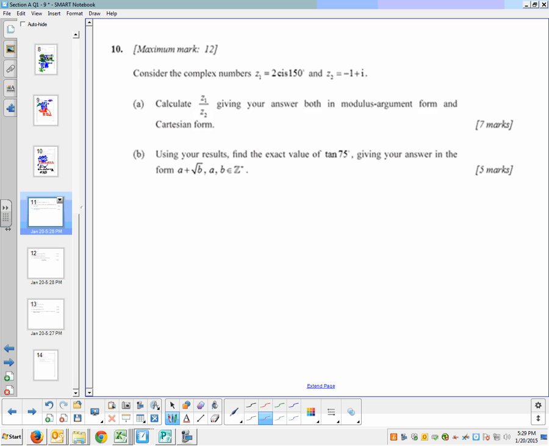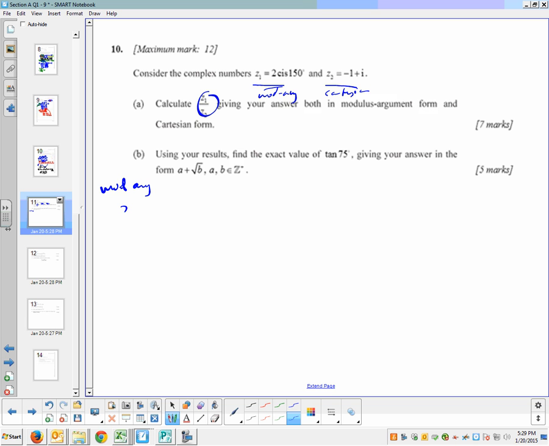Well, basically it works like this. You've got two complex numbers, Z1 and Z2. One is in mod arg form, and one is in Cartesian. And it asks you to evaluate Z1 over Z2 in both mod arg and Cartesian.